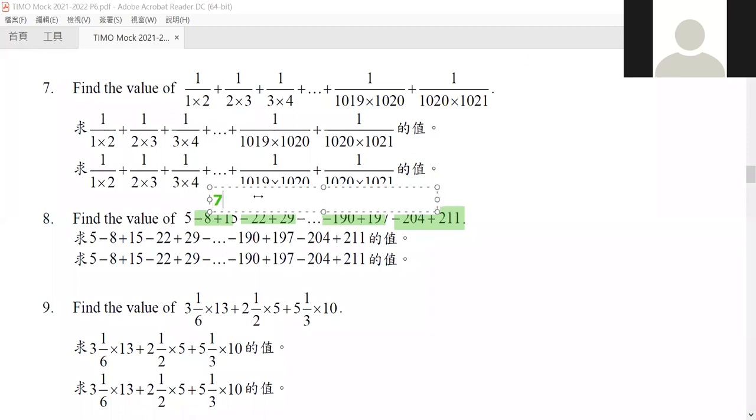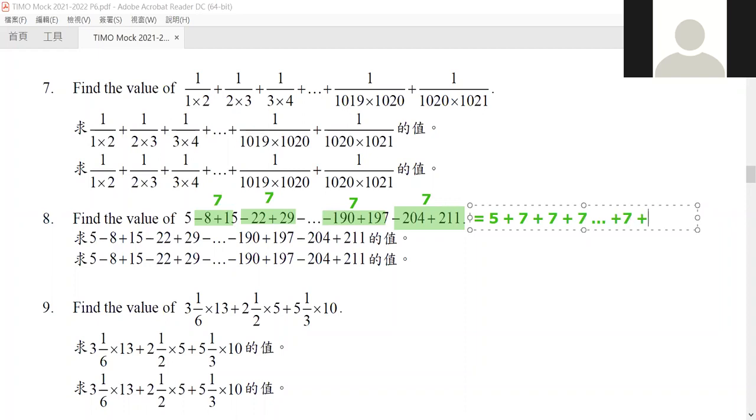29 minus 22 is again equal to 7. This is also equal to 7. This is also equal to 7. So now here comes our answer. It will be equal to 5 plus 7 plus 7 plus 7 up until plus 7 and finally plus another 7. So as long as we know how many 7s are here, then we can find out the answer.